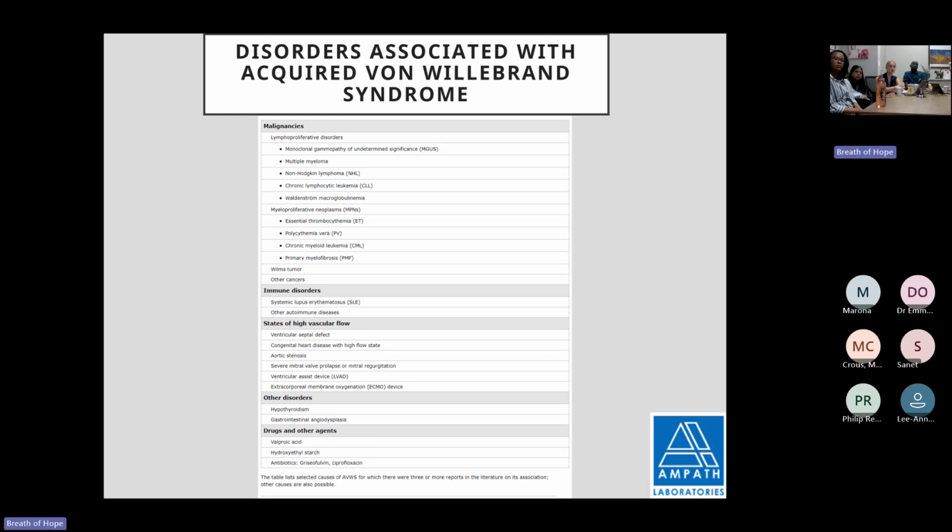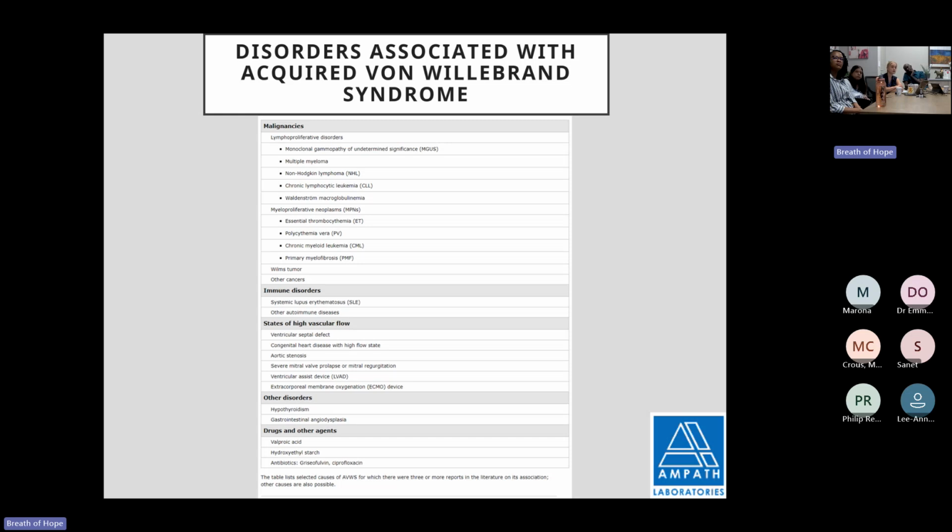There's also multiple myeloma, and then myeloproliferative neoplasms are quite common. And this is because the platelet counts are very high, binding to the von Willebrand, leading to destruction of your von Willebrand factor. Immune disorders could also present in acquired von Willebrand. And then, like I said, hypothyroidism is one just to remember.